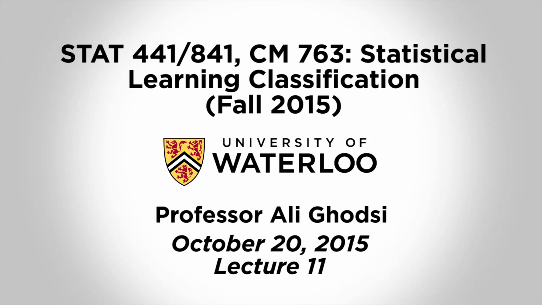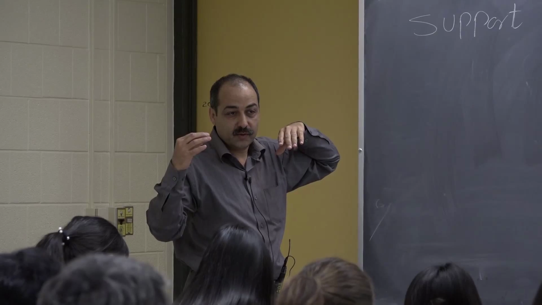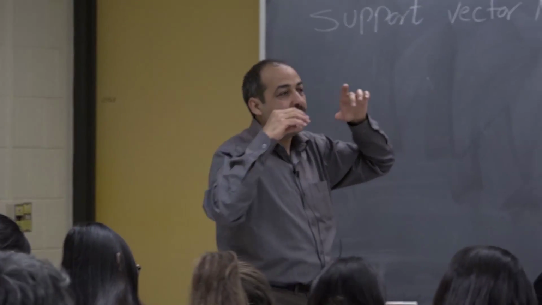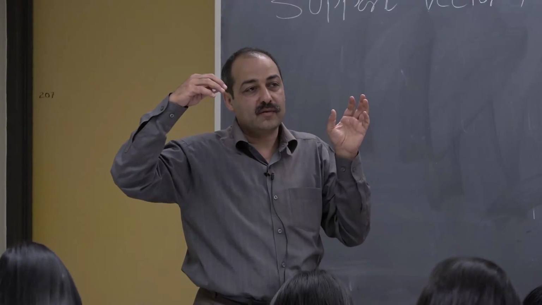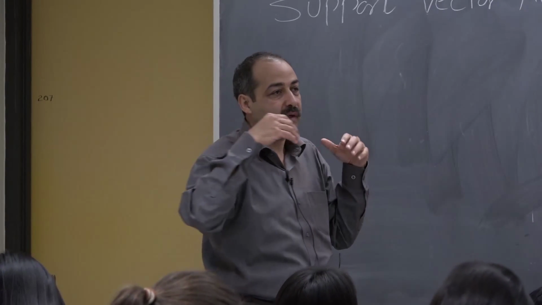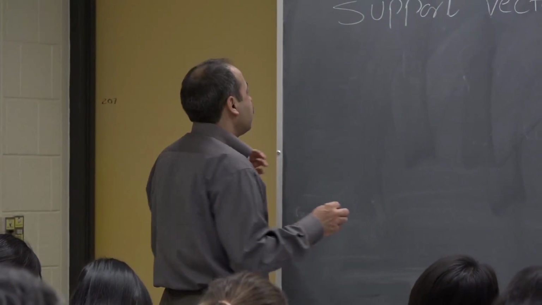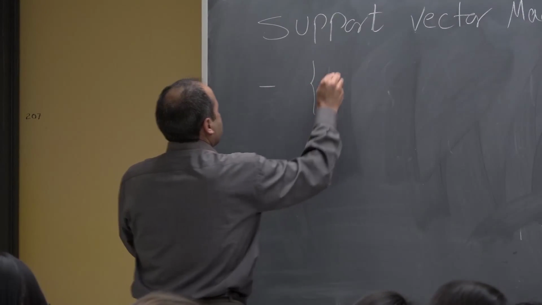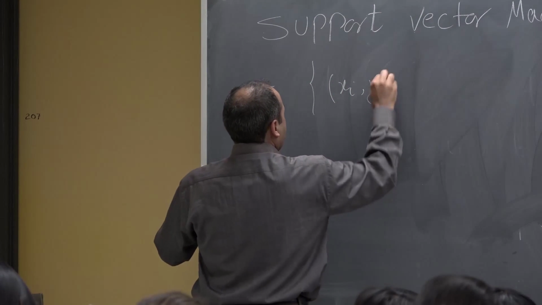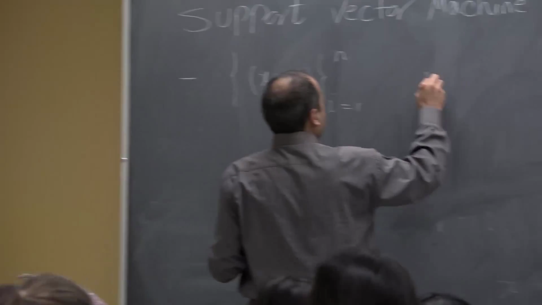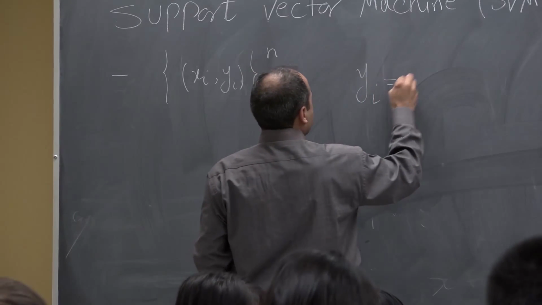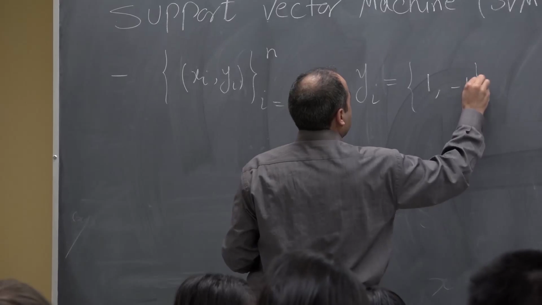In the last lecture we started support vector machine. For the moment, we are considering the hard margin support vector machine, meaning the case that two classes are linearly separable. Then we will see that when the classes are non-linearly separable, how we can extend support vector machine to that case. So for the moment, our data has this form. I have n data points, and yi, which is my class label, is either 1 or negative 1.